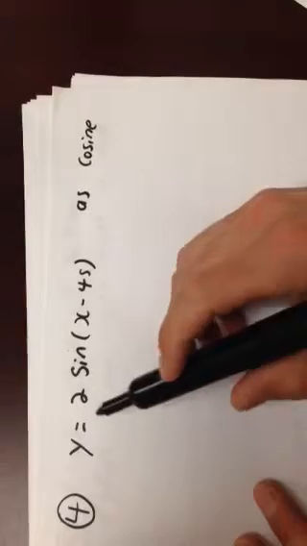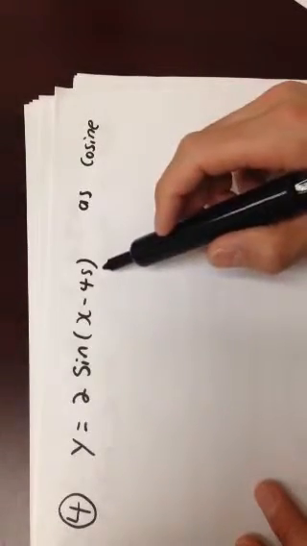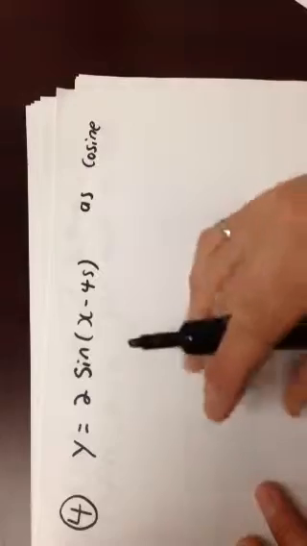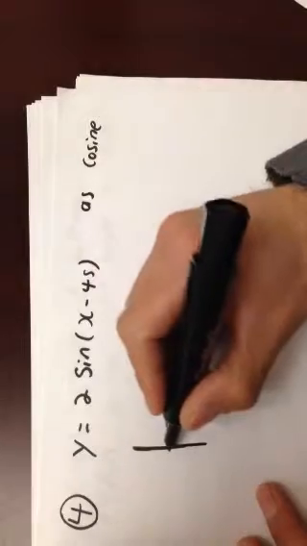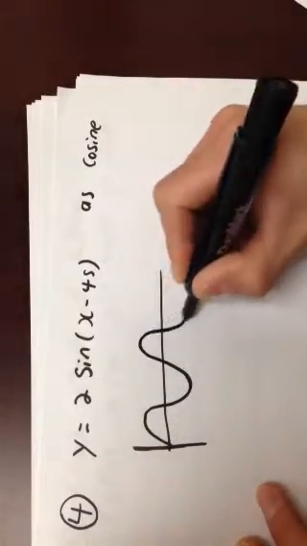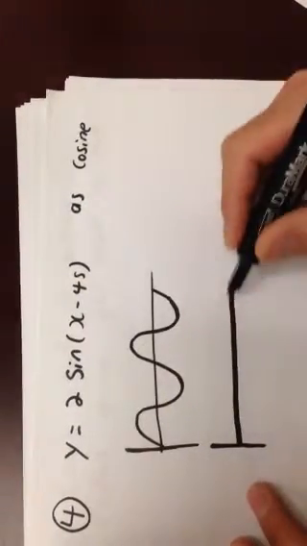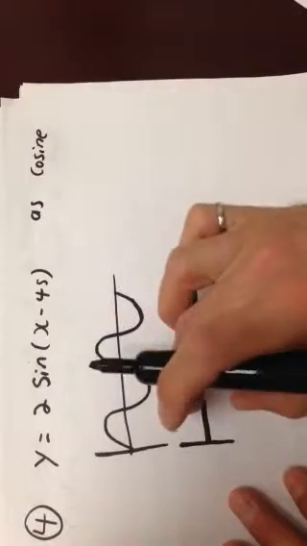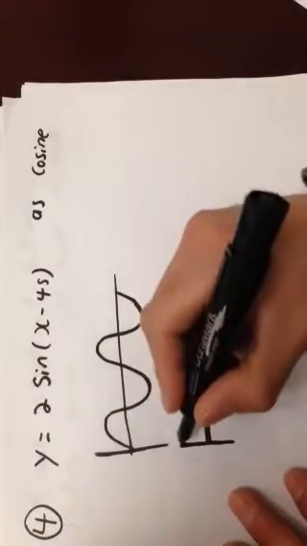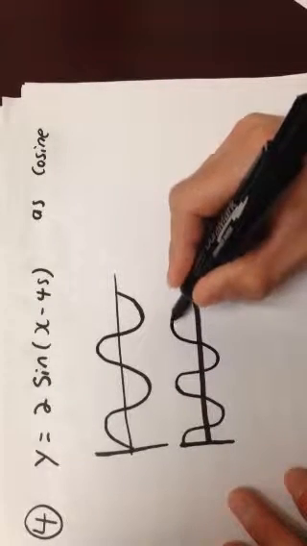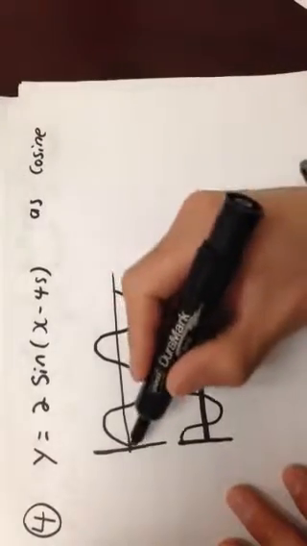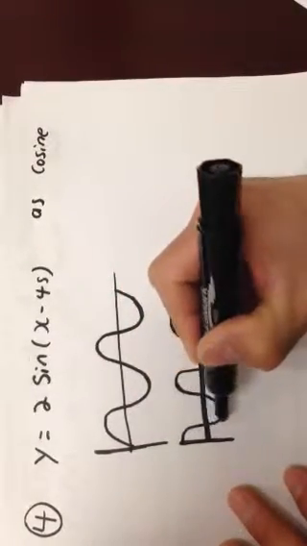Okay, question 4. So what we're looking at here is y equals 2 sine (x minus 45), and we're to write it out as a cosine function. Now just to remind you, sine looks like this, and cosine looks exactly the same as sine, except it's shifted over 90 degrees to the left. So as sine starts down here, cosine starts up here.